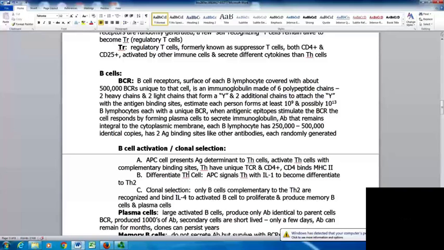Antibody that remains integral to the cytoplasmic membrane will be produced. Each B lymphocyte has 250,000 to 500,000 identical copies. It has 2 antigen binding sites like other antibodies, which are randomly generated.